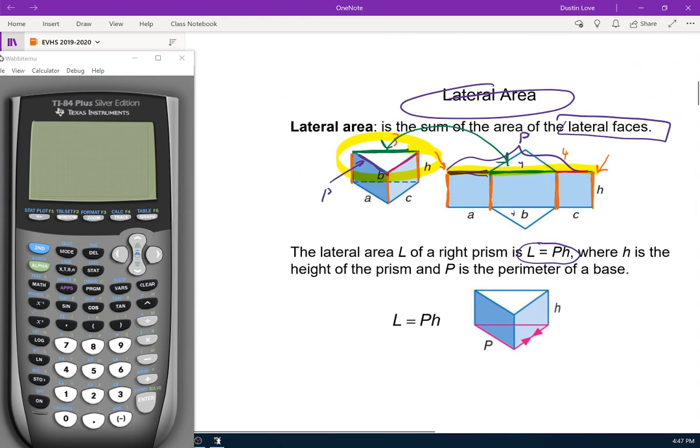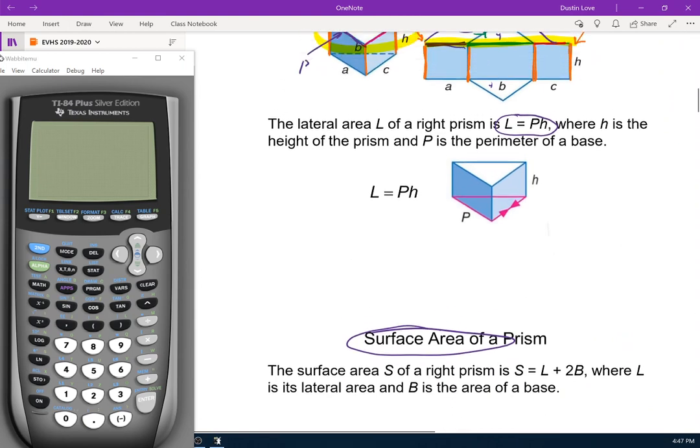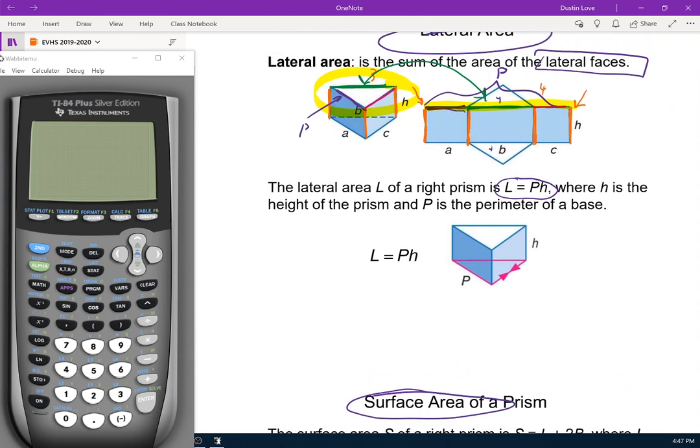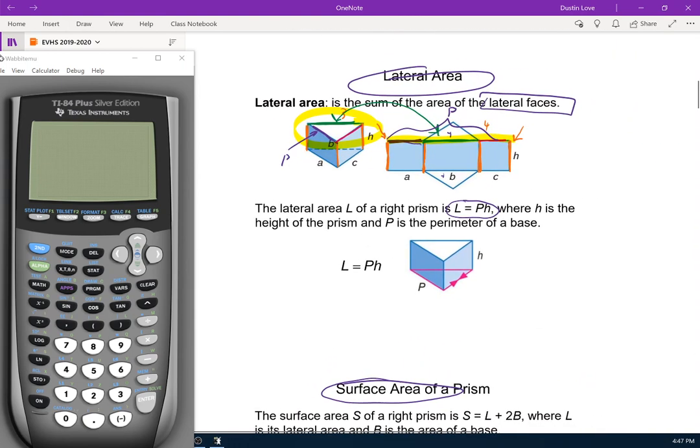Okay, there is one special one, has its own special formula. Now we talk about total surface area. I said earlier, this one is just the lateral faces.